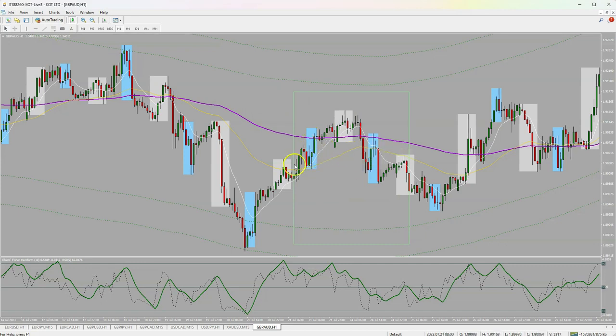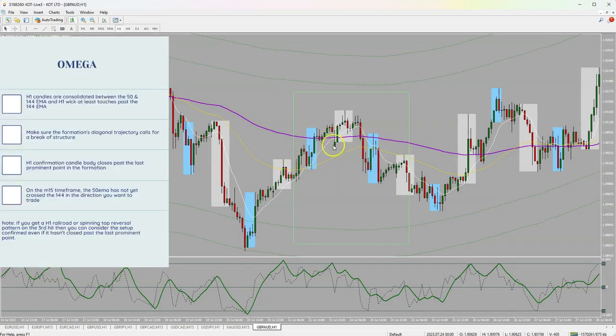Looking inside this box. So we had price, it was chopping around that 144 and 50. It's not really between it, but it's closing in and out of it enough to where I'm like, you know what, I'll let that slide. So if it's happening this close to the formation, two things are going through my brain. Number one, is this about to turn into a killer crossover? That's really my first thought.